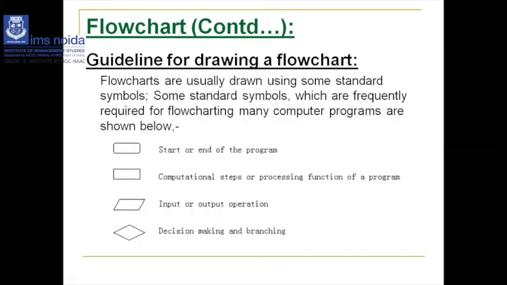So here we have certain guidelines to draw a flowchart. These symbols are used whenever we draw any flowchart: start or end of the program, computational steps, then input or output operation. Decision making or branching is basically a key concept of the flowchart. So these are the sequence and the operations which you have mentioned over here.